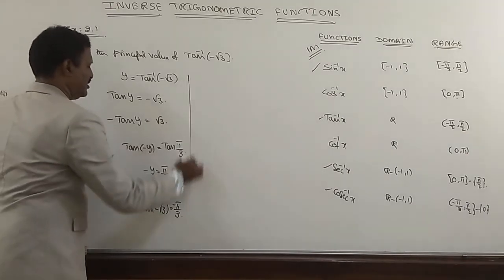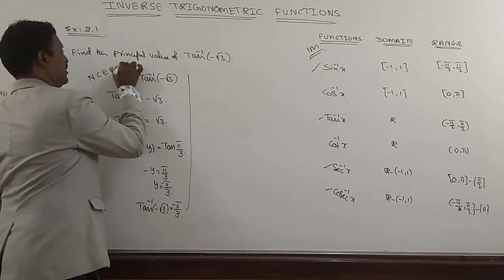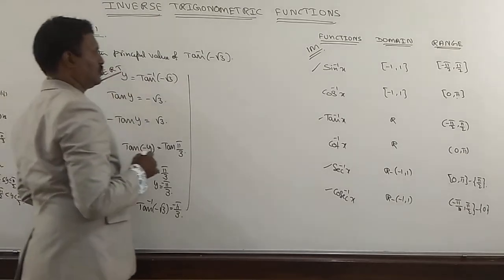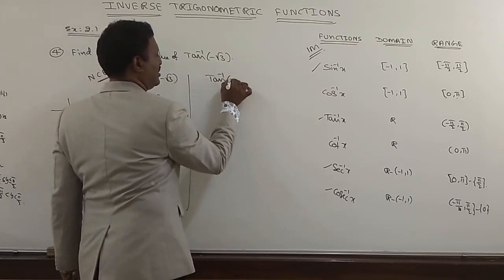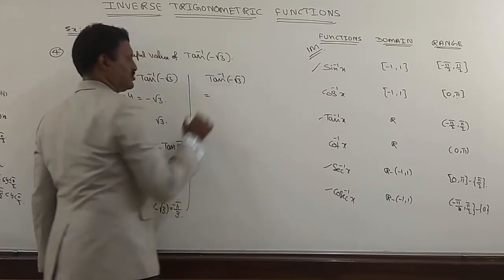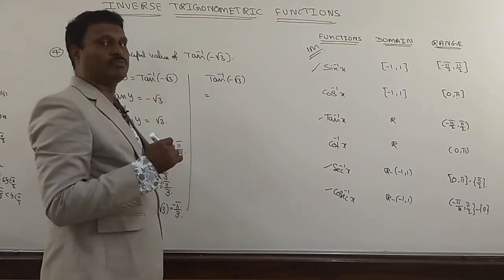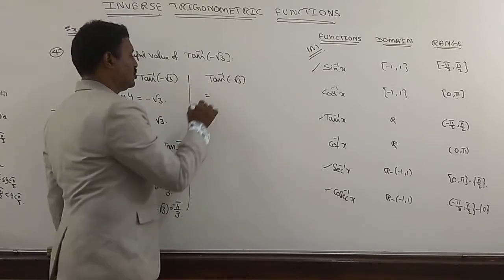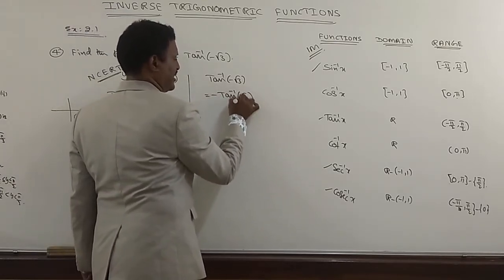One more method. This is the NCERT textbook method, the direct method. How to apply? Using the formula method. Tan inverse of minus root 3. I have given a formula, tan inverse of minus theta is equal to minus tan inverse theta. So we can write minus tan inverse root 3.